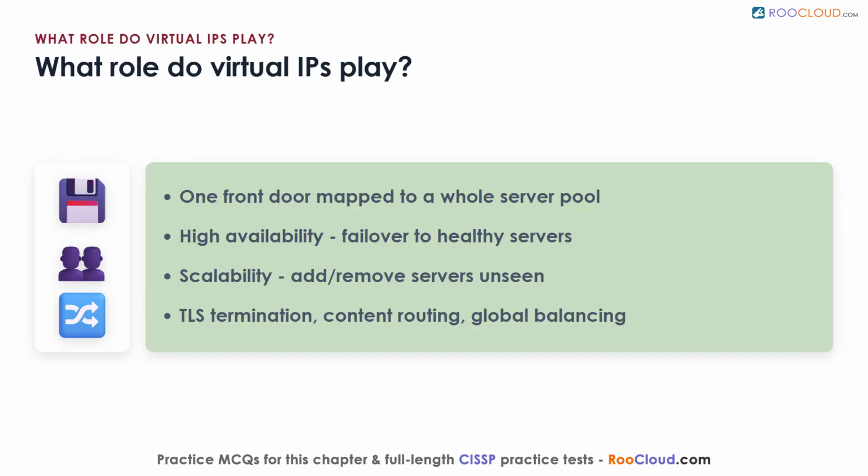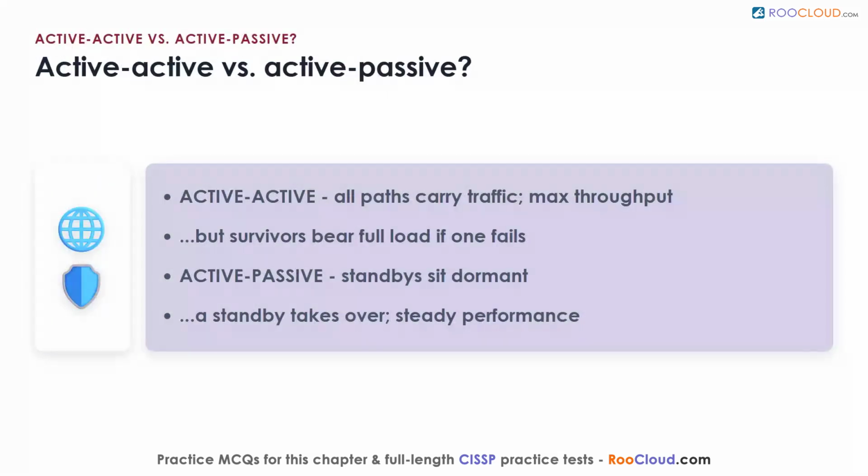It boosts high availability, because if a server fails, traffic quietly shifts to healthy ones. It enables scalability, letting you add or remove servers behind the scenes without clients noticing. It is where TLS termination often happens, and it supports content-based routing and even global load balancing across data centers. Picture one well-known street address behind which a company can rearrange its whole office while every visitor still arrives at the same door.